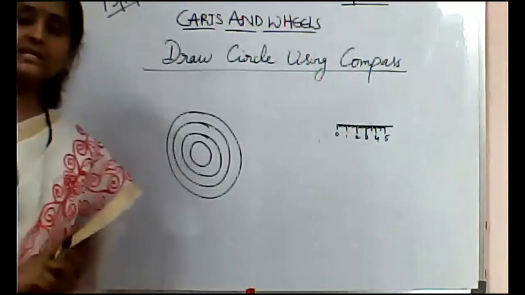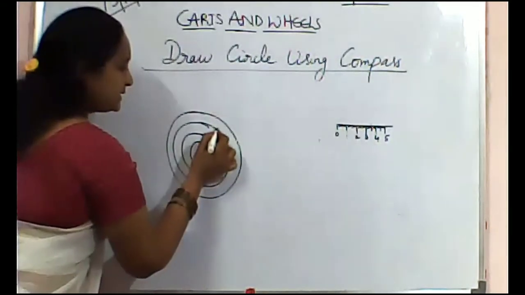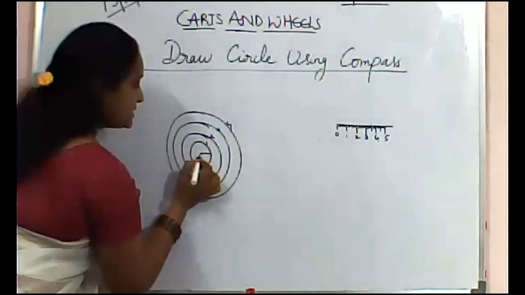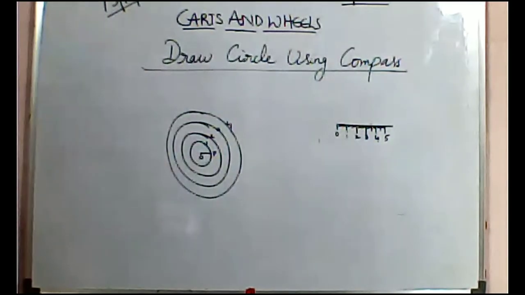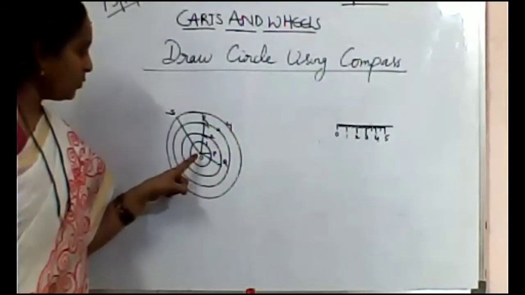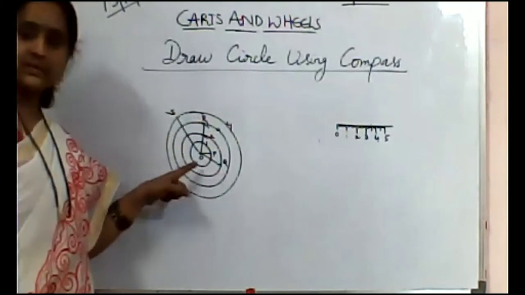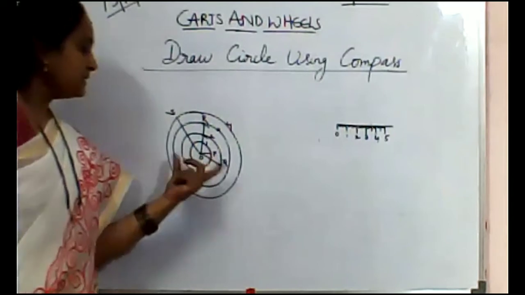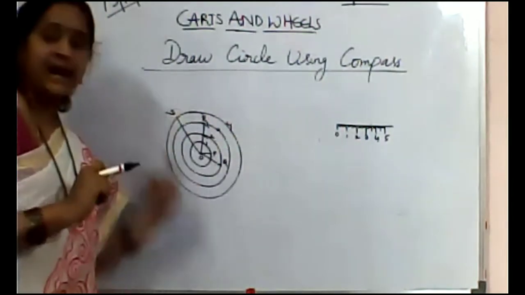So what are these circles called? Suppose this is the first circle, this is second, third, fourth. What is the radius of the first circle? This is the radius of the first circle. Here, OP is the radius of the first circle, OQ is the radius of the second circle, OR is the radius of the third circle, and OS is the radius of the fourth circle. So these four circles have only one center and different radii.